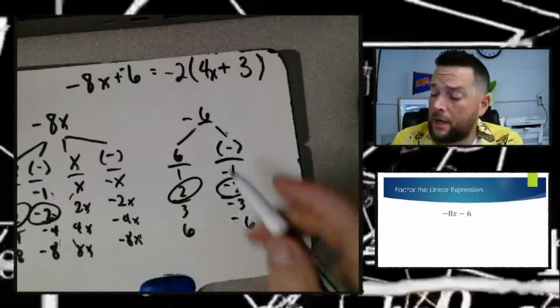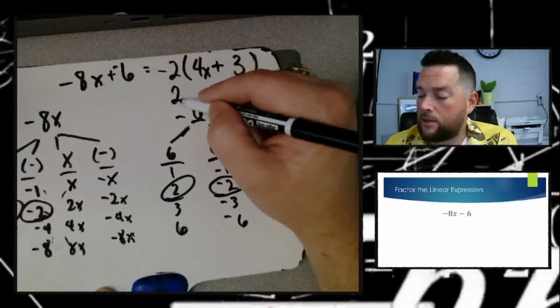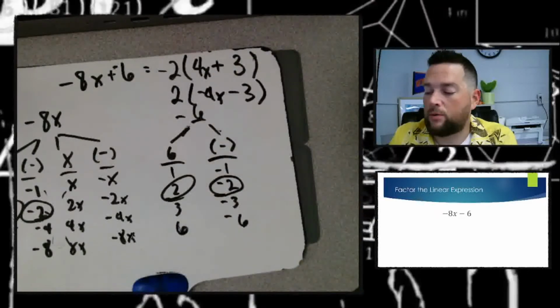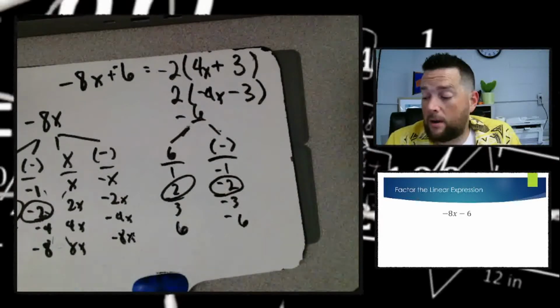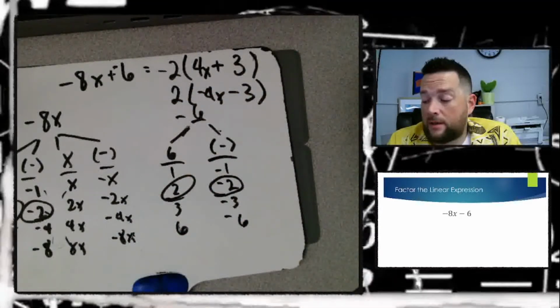So your teachers, if they advocate for that, they have good grounds for that, all right? You've got a 2 on the outside, you're going to have a negative 4x here, and then you're going to have a minus 3 as a final representation as well. So this also would be another way to represent that.